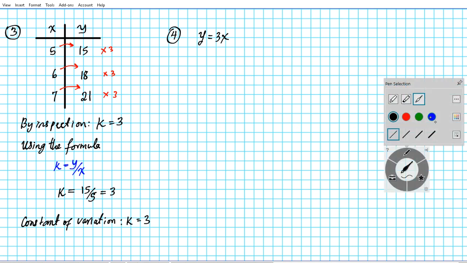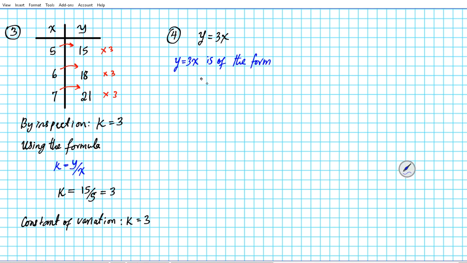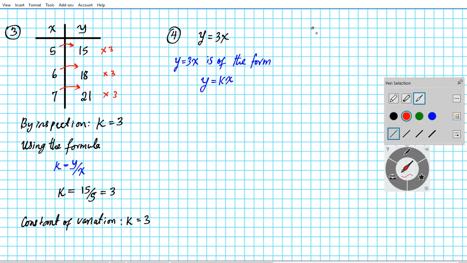It's a direct variation simply because it is of the form y equals kx. Any function that's of the form y equals kx is automatically a direct variation. Let me show you an example of something that's not. Let's say you have y equals 2x plus 4. This is not a direct variation because you're adding on 4 there.